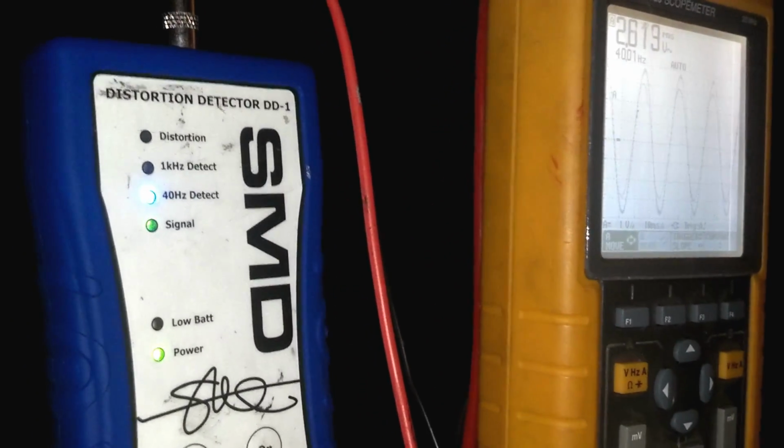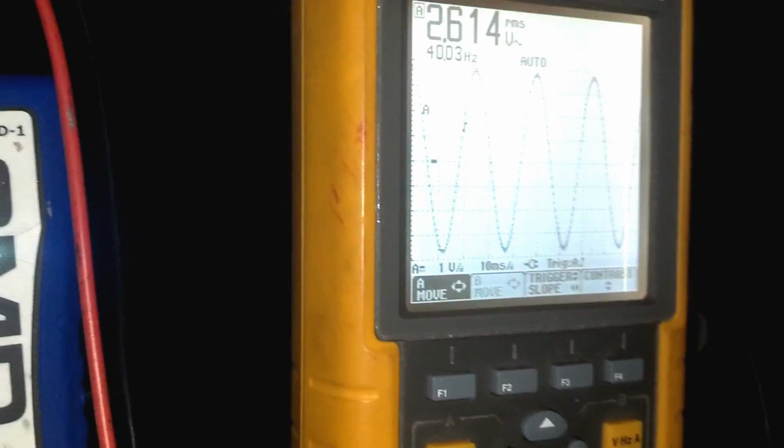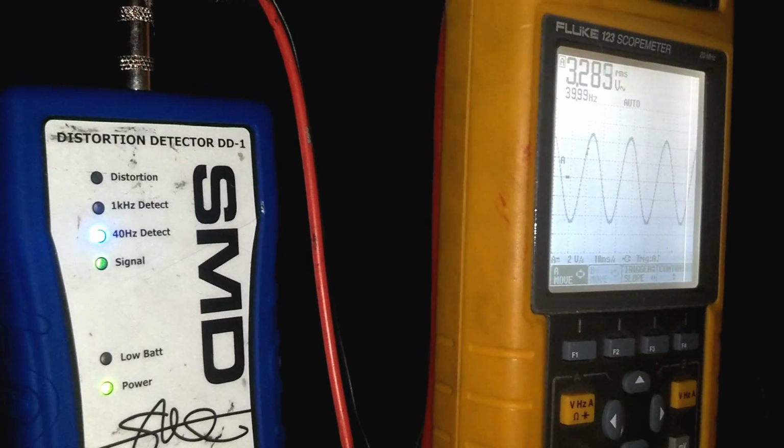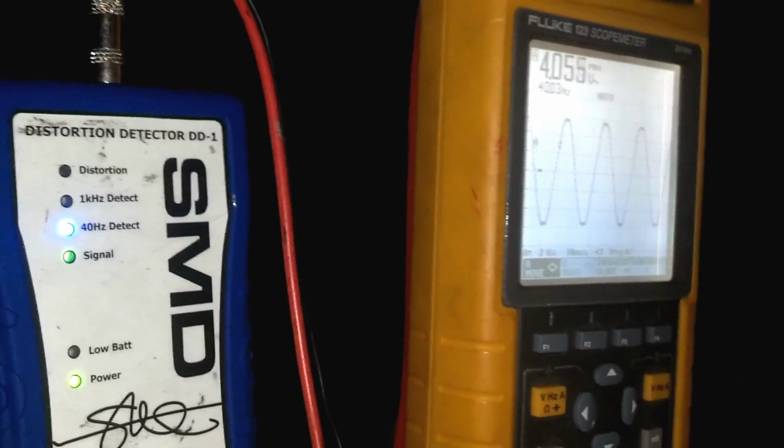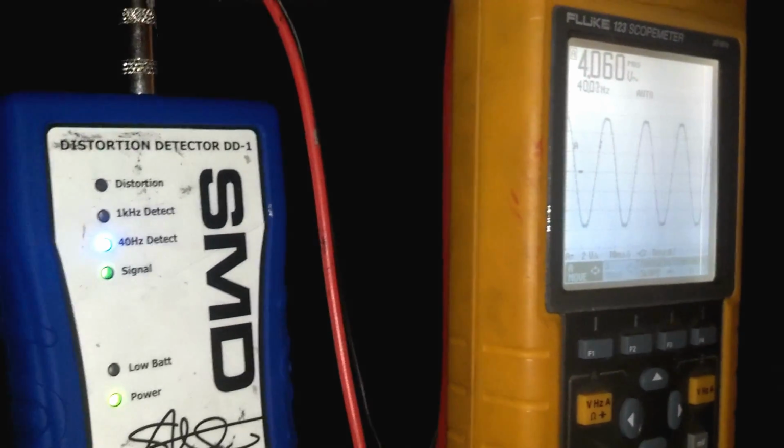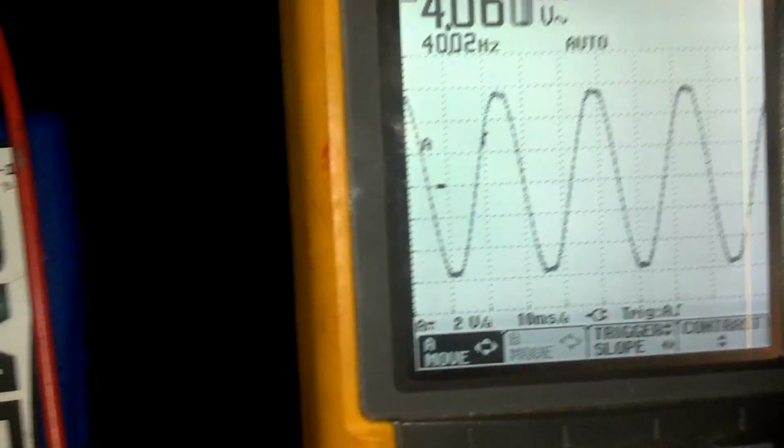So let's go up one click, and we've increased to 2.614. Everybody's happy. I'm going to go up to where I know that they clip at. Okay, here we are at 4 volts on the nose. Now, this is a 4 volt head unit, and we can see that the waveform is slightly distorted. So we know that we're in a soft clip right now.